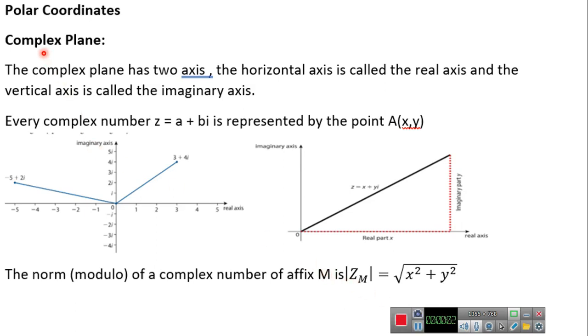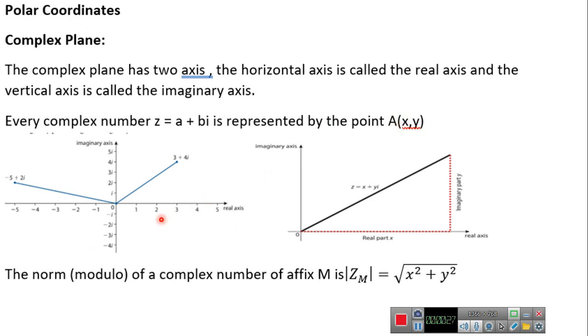Polar coordinates. We're going to start with the complex plane. The complex plane has two axes. The horizontal axis is called the real axis, and the vertical axis is called the imaginary axis. So every complex number z equals a plus ib is represented by the point (x, y), or by M of affix z.